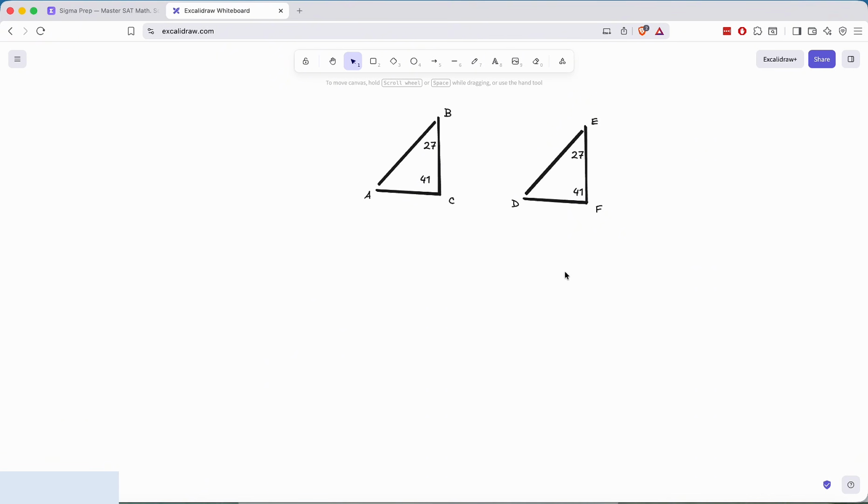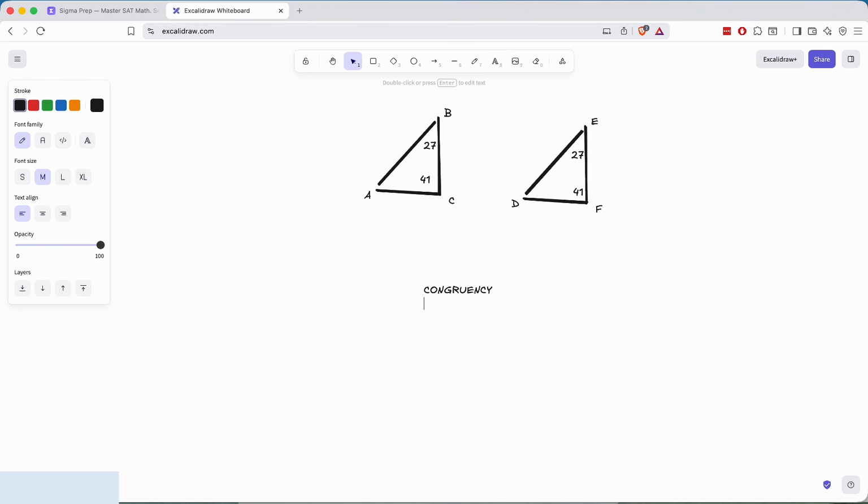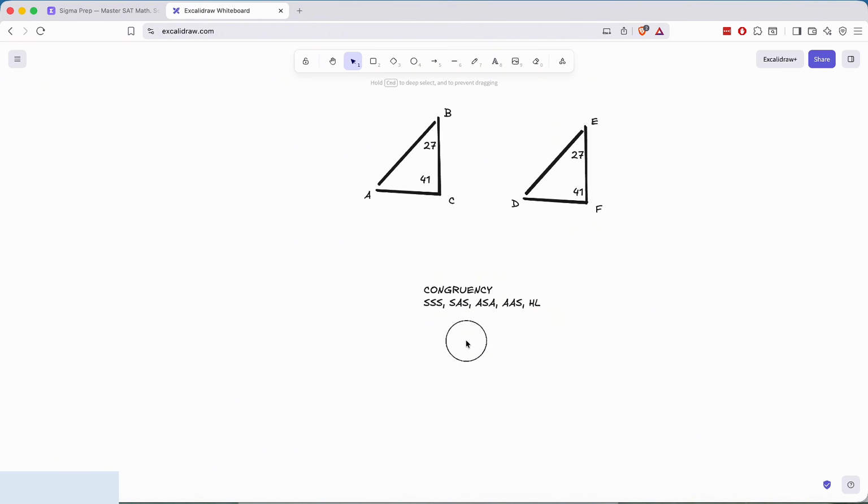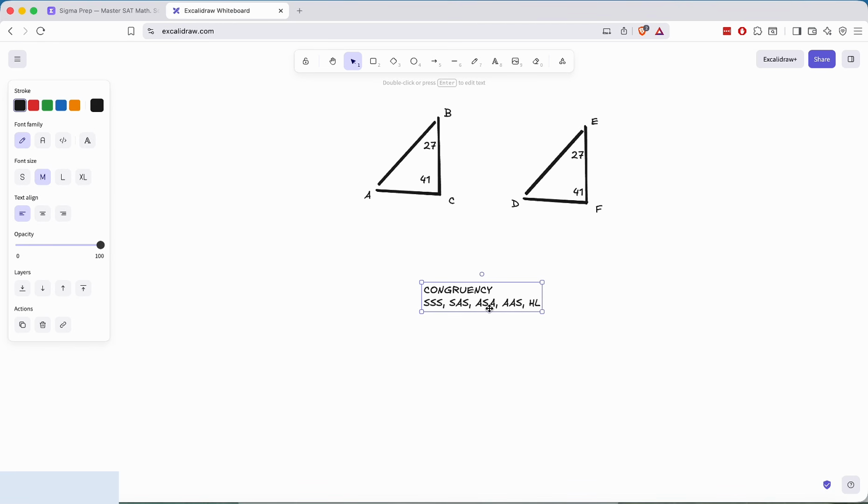Okay. So for congruency, right? I don't have a picture for congruency right now, but you've got to remember that for congruency, you can prove it using side-side-side, side-angle-side, angle-side-angle, angle-angle-side, or hypotenuse-leg, right? Those are our congruency theorems. So you obviously have two angles here. That's what they gave us. So we're going to definitely work with either angle-side-angle or angle-angle-side, right? So we need a side, right?